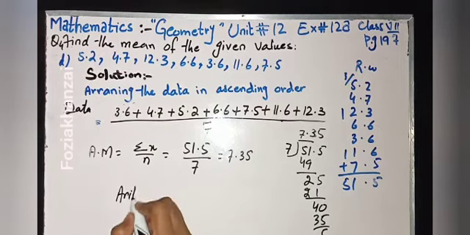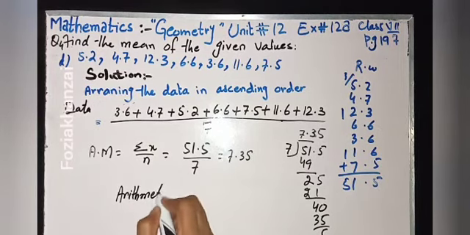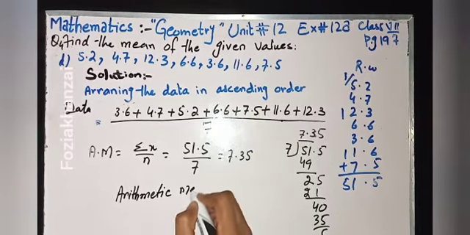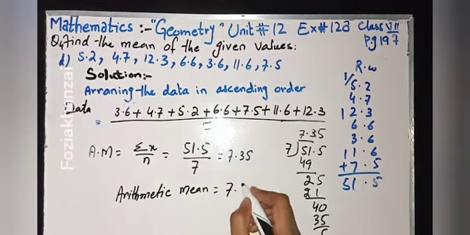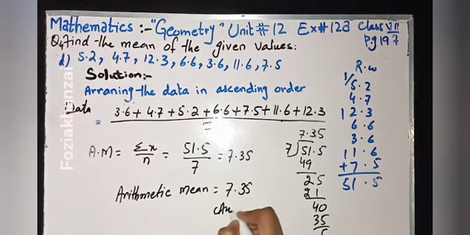So arithmetic mean is 7.35, the average value of the data. If the data is given in decimal form, simply add them, then divide by the total number of items. After dividing, we will get the answer. Arithmetic mean, the average value of the data, is 7.35.